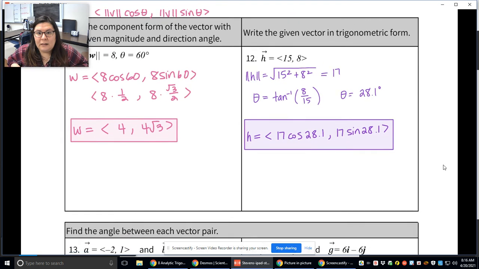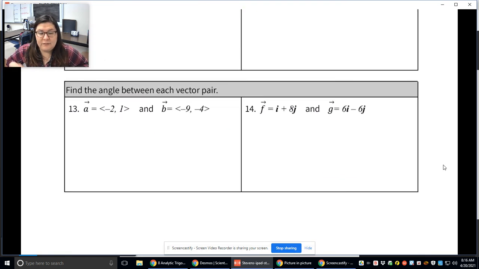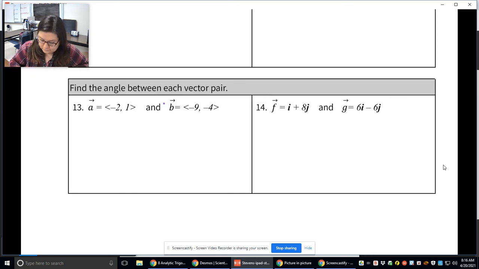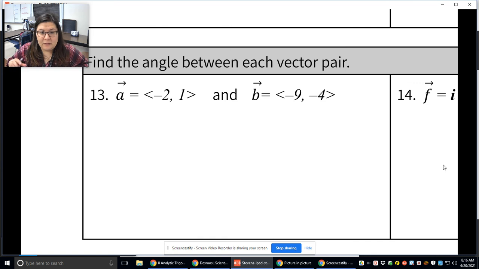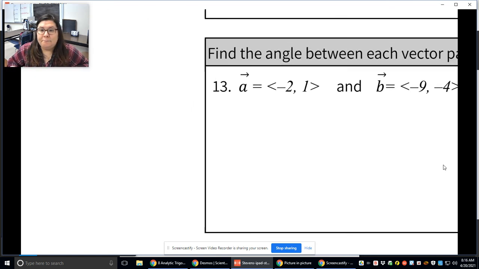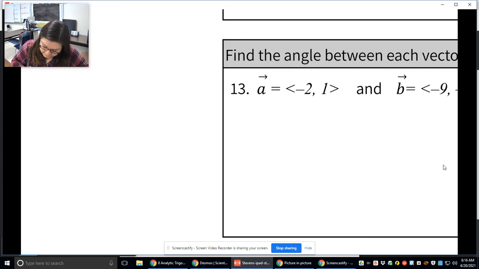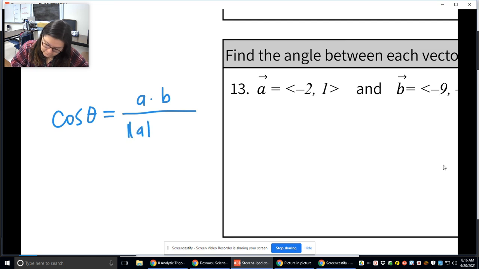Okay, and then the last thing that I wanted to show you guys, this is just what we did yesterday, but finding the angle between two vectors. So this one also has kind of a long, complicated formula. So you need to know the dot product. So let's do this actually. Cosine theta is equal to the dot product. So since this one is dealing with vectors a and b, I'm going to write it with a and b, over the product of their magnitudes.